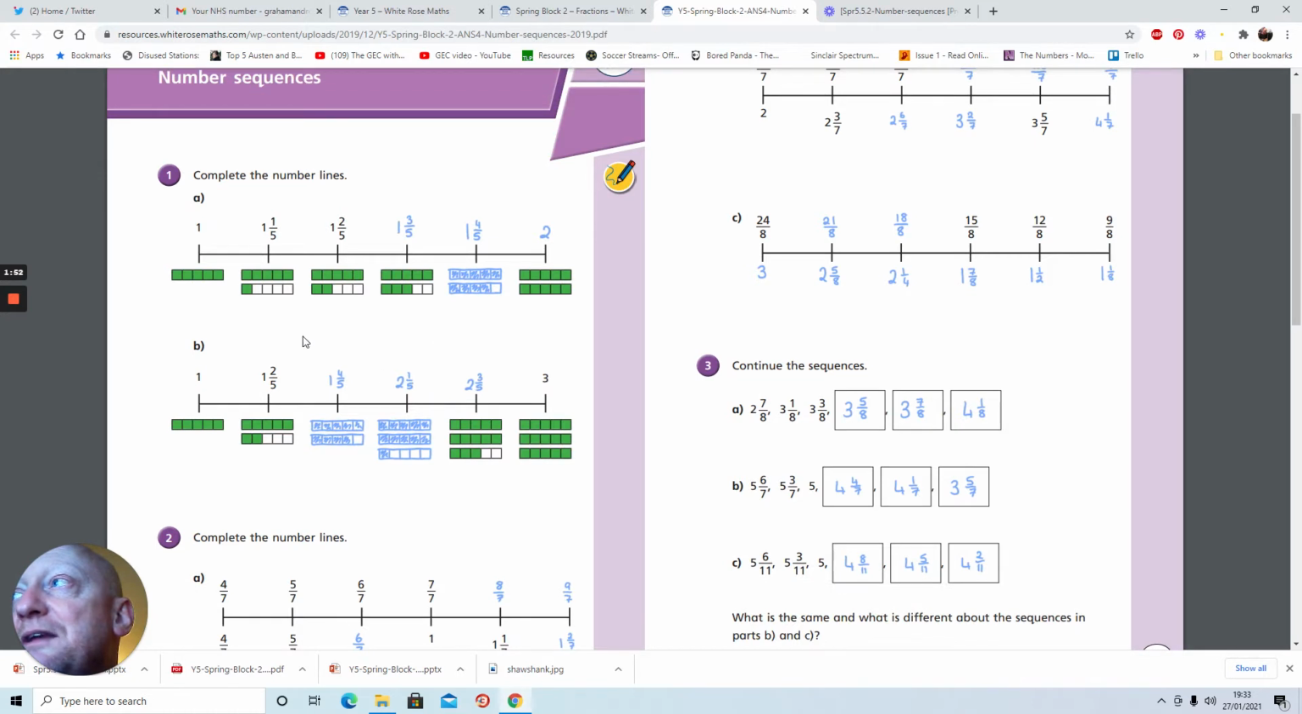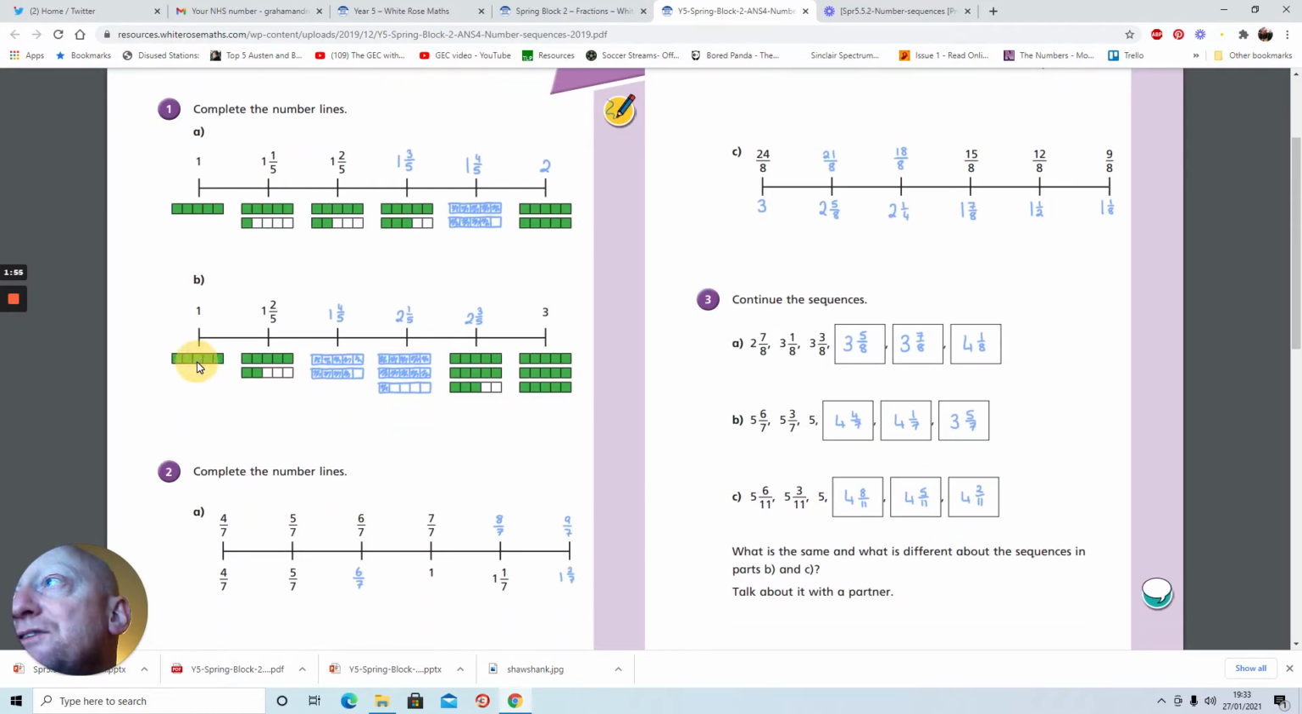Right, going from underneath, we've got B. And we start again with 1. But this time the jumps are different. The sequence is different because we go from 1 to 1 and 2/5. So that means we're jumping 2/5 each time. So we need to think about, okay, we're jumping 2/5 each time. 2/5 add 2/5 equals, remember when we're adding fractions together, we don't add the denominator, that stays the same, but we add the numerator. So basically it's 2 adds 2. So that'll be 1 and 4/5.